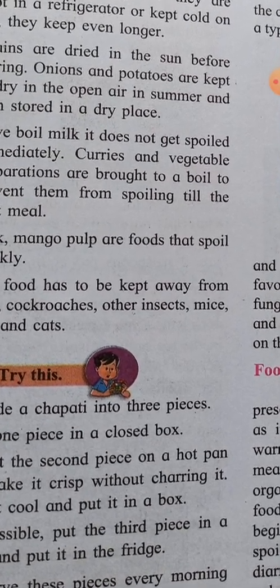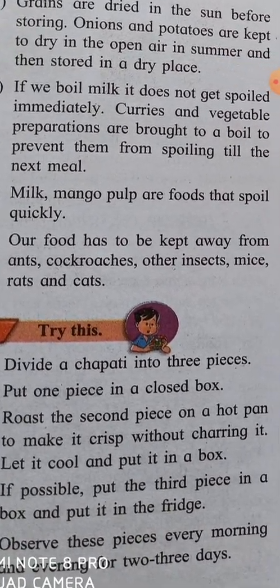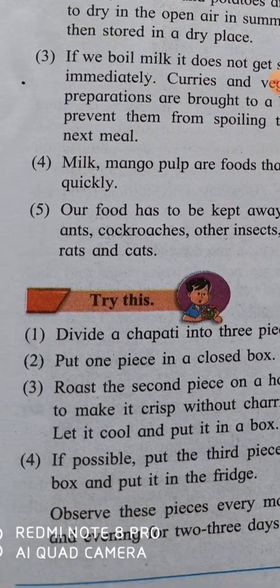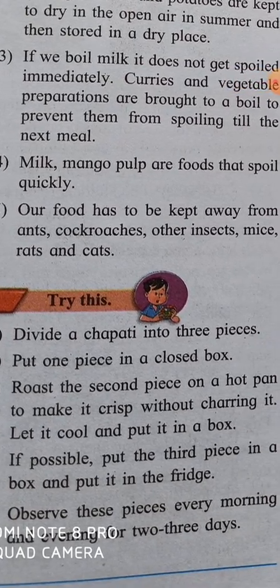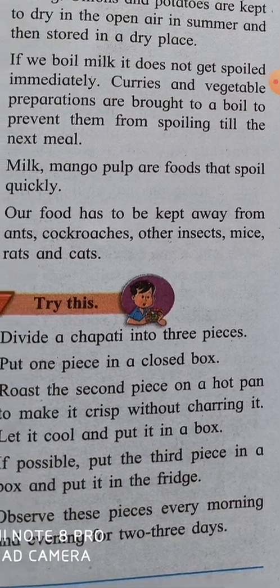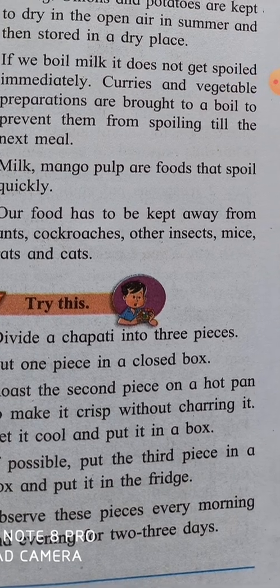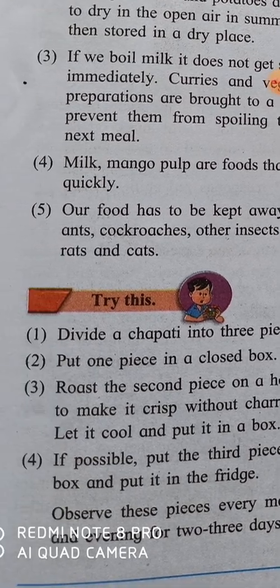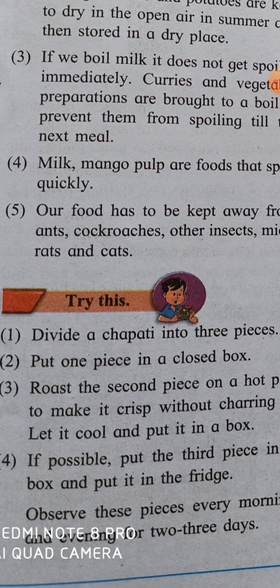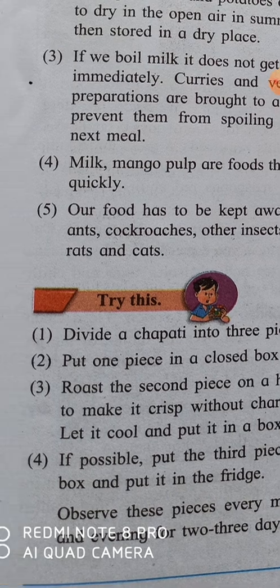Roast the second piece on a hot pan to make it crisp without charring it. Let it cool and put it in the box. Actually, the second piece you have to bake again on the hot pan and make it crisp. Why? Because whatever water percentage is in that chapati, it should be removed. After that, let it cool and put it in another box.